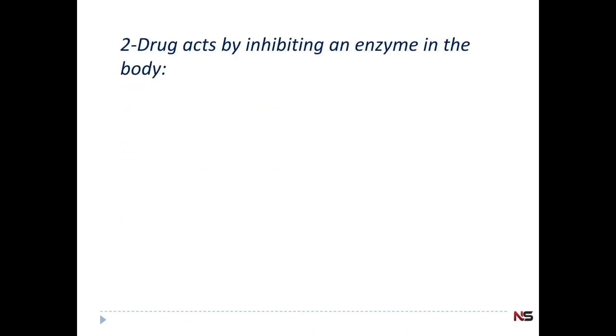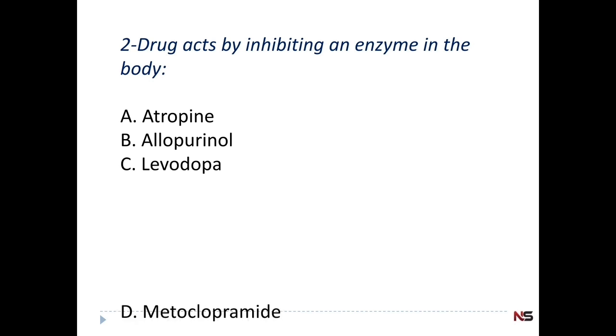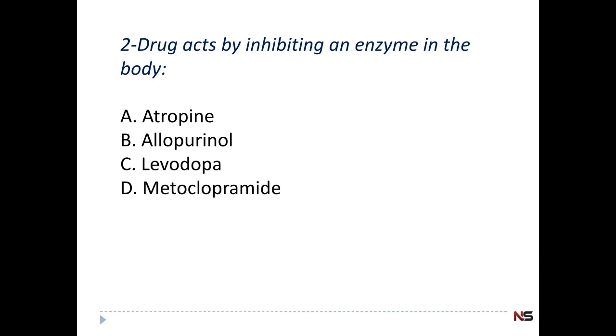The second question, drug acts by inhibiting an enzyme in the body. Select the drug which acts by inhibiting an enzyme in the body. The mechanism of action of that drug is enzyme inhibition. The first one atropine, the second one allopurinol, the third one levodopa, and the fourth one metoclopramide. For getting the answer of this question, we should know the mechanism of action of this drug. First we will see the answer.